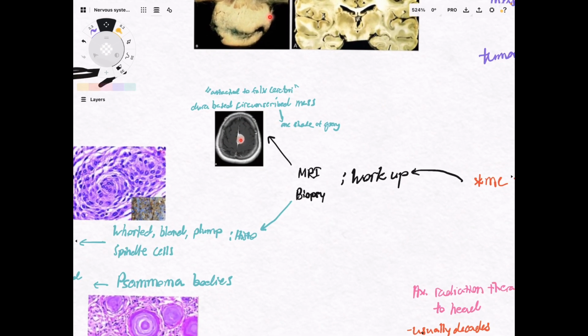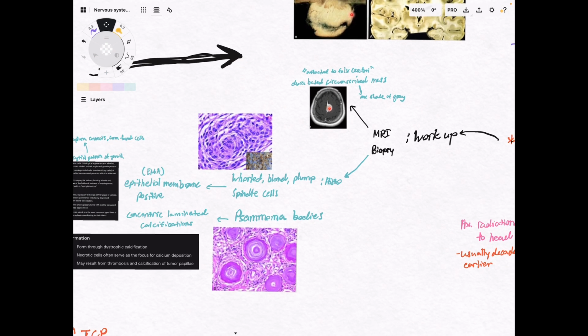Let's look at some of the workup. So obviously we're going to want to get an MRI if someone comes in with symptoms of a meningioma. And what we're going to see is, with this one specifically, this one's attached to the falx cerebri, which is the middle part of the dura that extends between the two cerebral hemispheres.